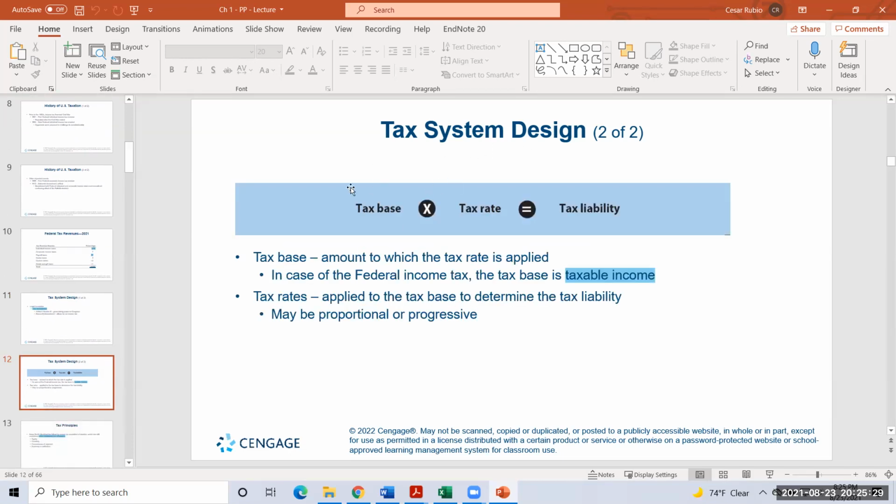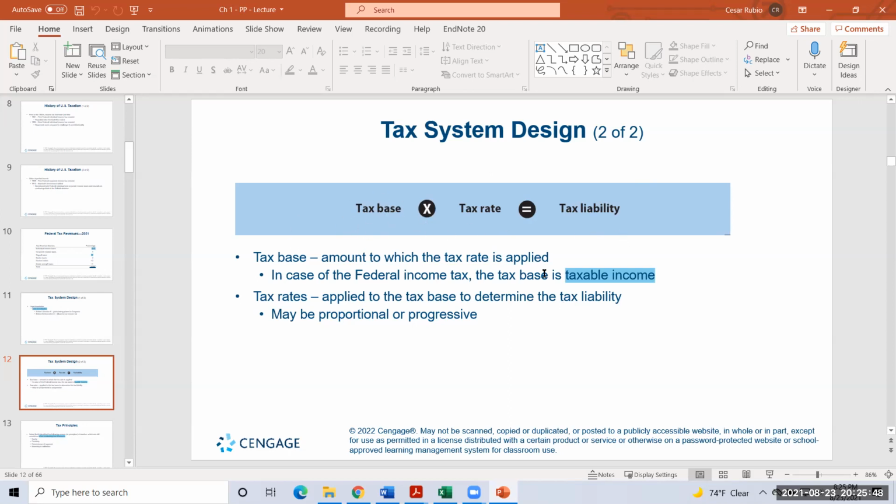And if you look at the system itself, I mean, the system looks pretty simple right here. You can start with this understanding, that you have to figure out, what is my tax base? And then I have to multiply it by a tax rate. And then I'll figure out my tax liability. So it looks pretty simple, right?